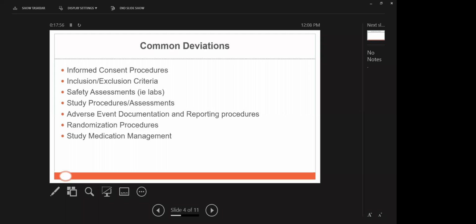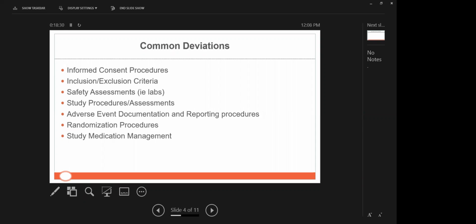Some of the more common deviations that we see in research are informed consent procedure problems. This can vary from not having the patient sign the consent form, not initialing in the right places, or signing the wrong version of the consent form if there has been a recent change. These are, again, not listed in your protocol, but they're important to look at and identify what happened and how we can prevent them from reoccurring.